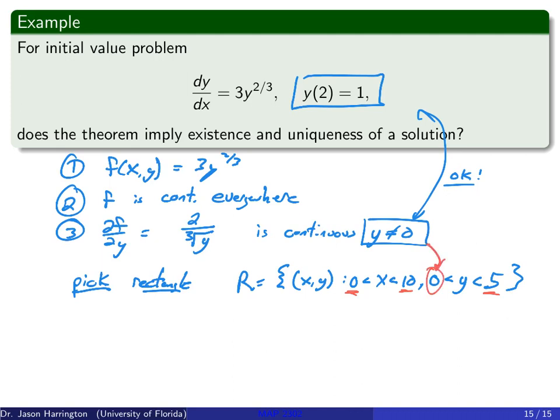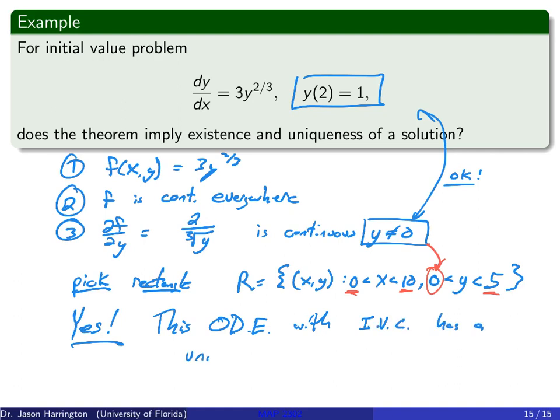It'll work. So the answer in this case is yes. This ODE with initial value conditions does have a unique solution, which is pretty neat.